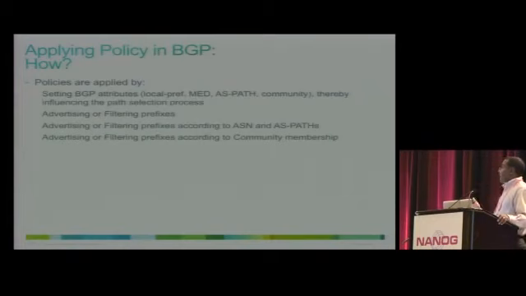Policies are applied by setting attribute values, by filtering prefixes. You only allow prefixes to be sent or received to certain peers or customers or transits. By prepending ASN numbers to increase the length of the AS path, you can prepend multiple ASNs to artificially increase the AS path length. By doing that, you can say, don't send me traffic through this peer unless the other peer is down, by prepending a lot of ASNs on one peer.